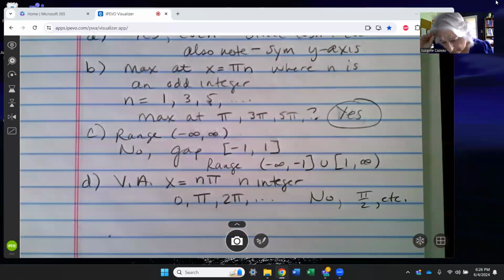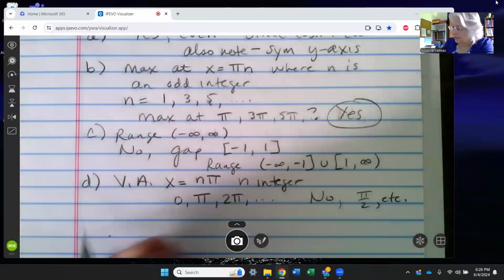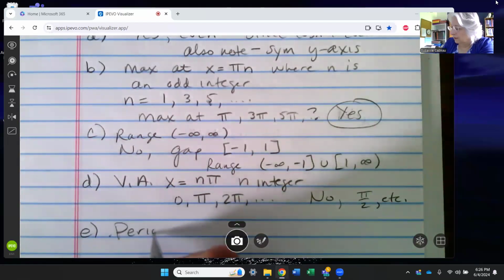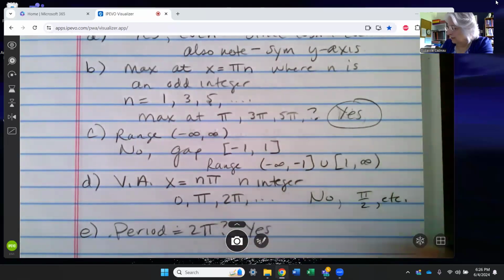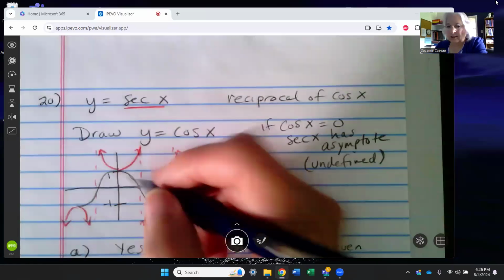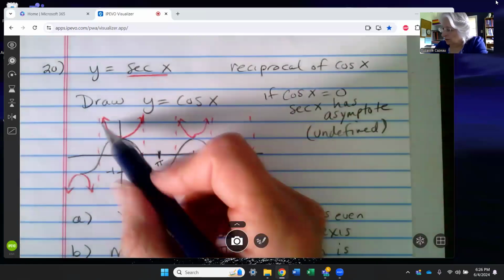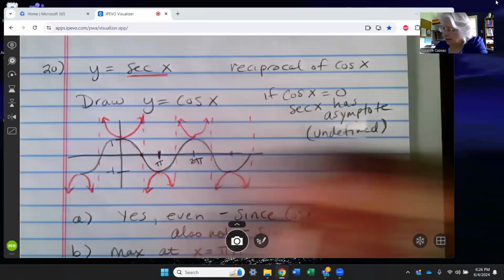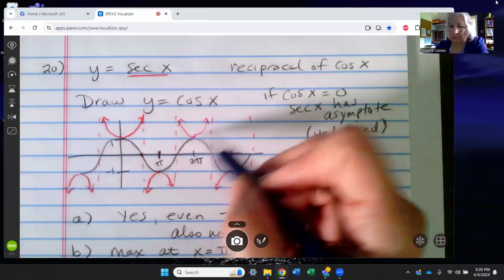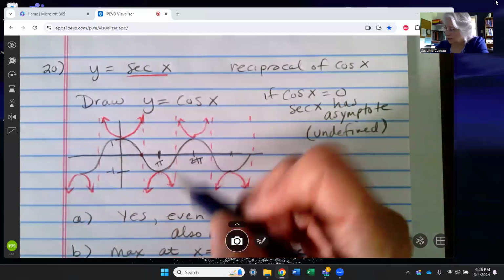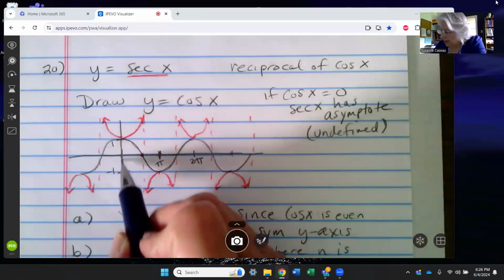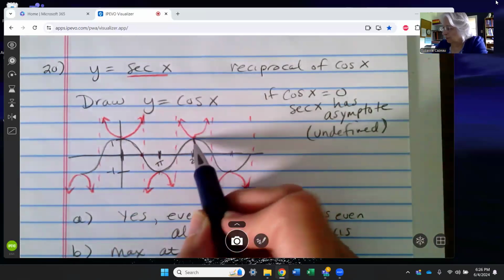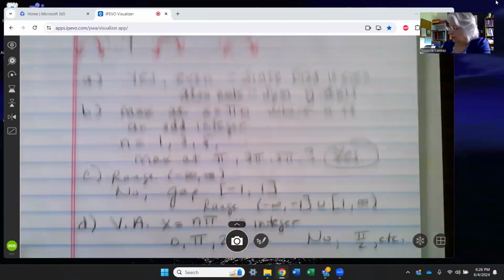Okay. Is there an E? Does the function have a period of 2 pi? Yes. So period 2 pi. It's so easy to look at this and go, oh, well, it's just pi. But then it's this and then this, and then it starts to repeat. So you have to include both of these pieces. From here to here, then it starts to repeat. So the period is 2 pi.